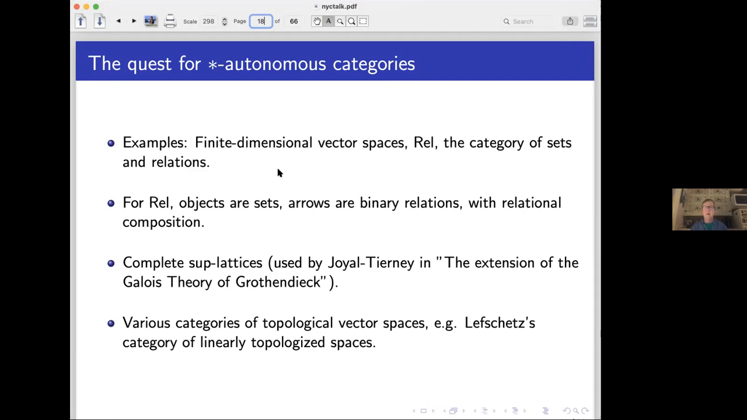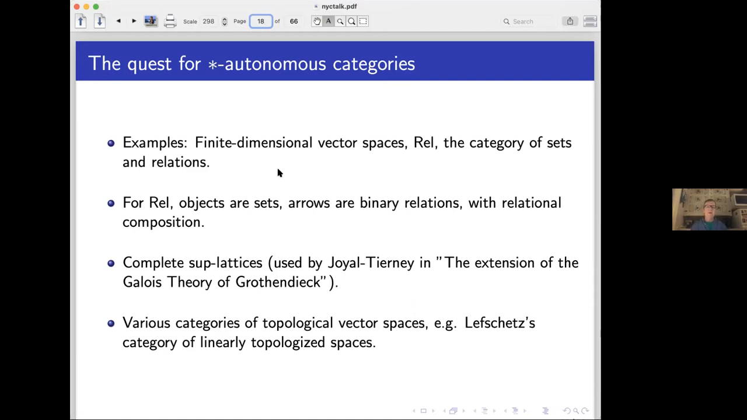So your objects are just sets, and a morphism is a binary relation, so a subset of X cross Y, and I use relational composition to compose them. The Cartesian product of the sets gives me a tensor product, and that category is also star autonomous. In this case, the dual object is just the singleton set, and in fact, X perp is just the same thing as X in this case.